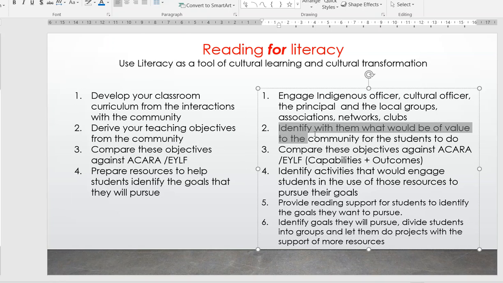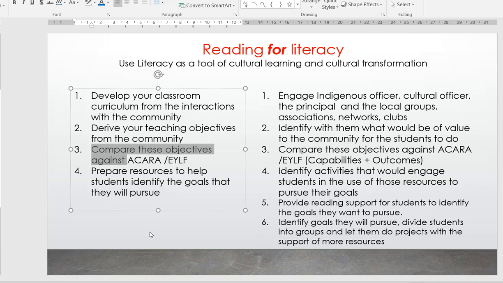So I said identify with the community what would be of value to the community for the students to do, right? Sit down, chat. People love that. People love being relevant. All these presidents of a local cricket club and all of that. I know that this exists because I was actually part of that. By accident, I got involved in so many activities at the local and federal level of Australian communities, and my life became 3,000 times bigger and better as a result.